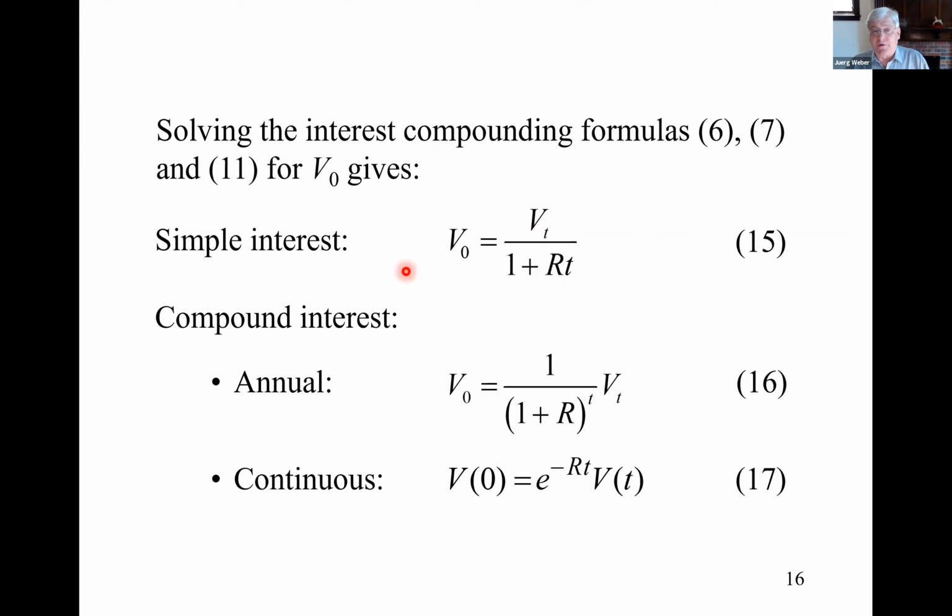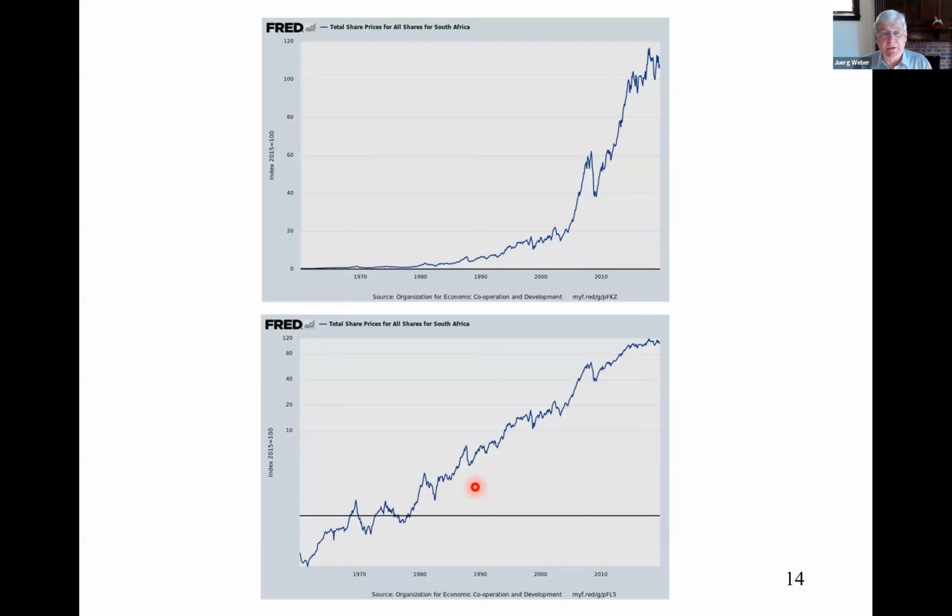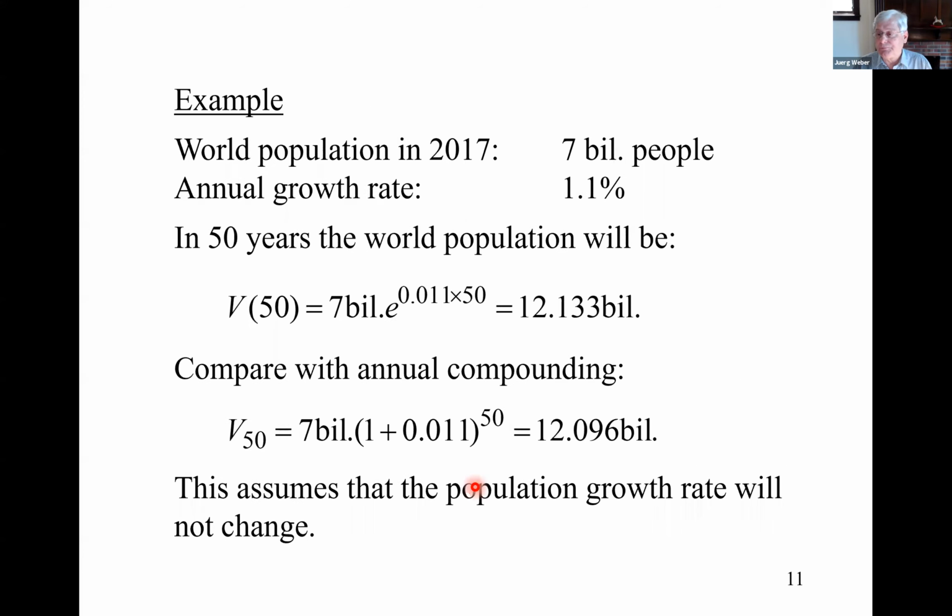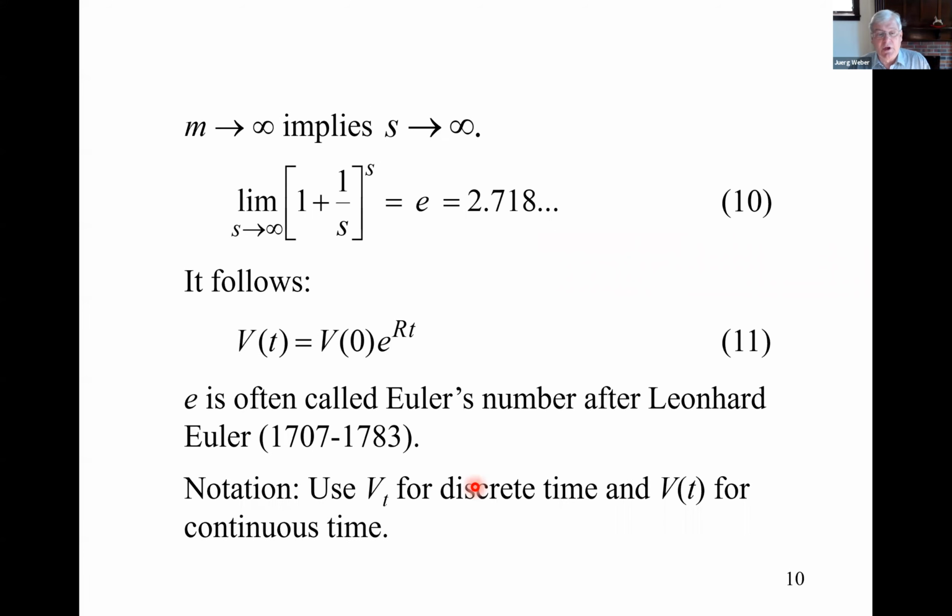And you can also do it with equation 7 and equation 11, just solve them for V0. Let's maybe just look again at the last one, equation 11. So in equation 11, V0 will be Vt divided by e to the Rt, and then actually you can write this down as a negative power.